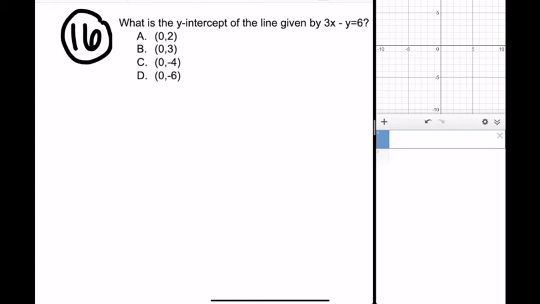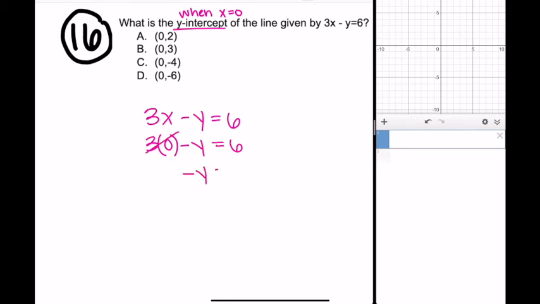What is the y-intercept of the line given by this equation? So we have 3x minus y equals 6, and we want to know the y-intercept. That happens when x equals 0. So we'll substitute 0 for x. Three times 0 is 0, so that's eliminated, and we have negative y equals 6.